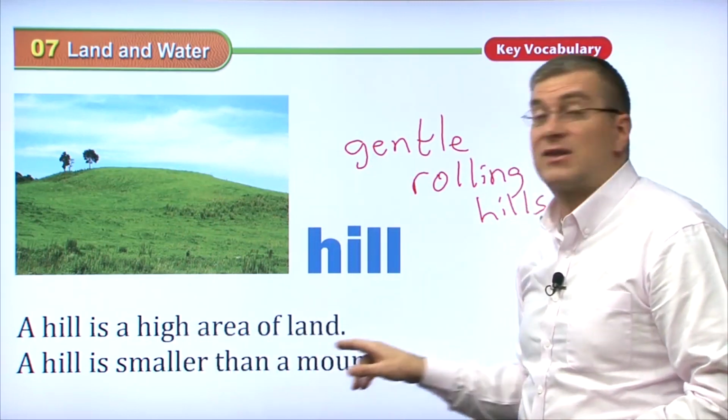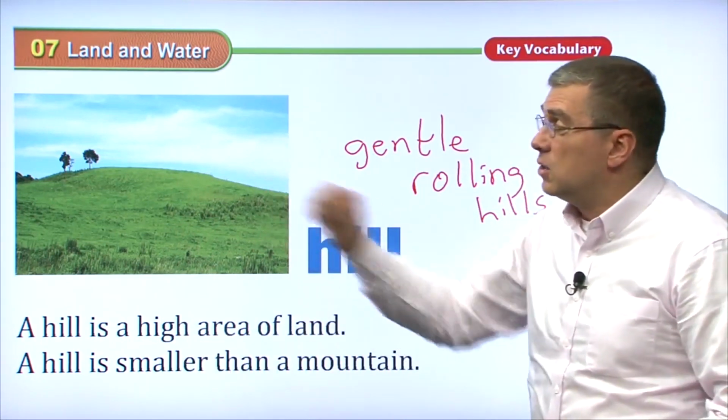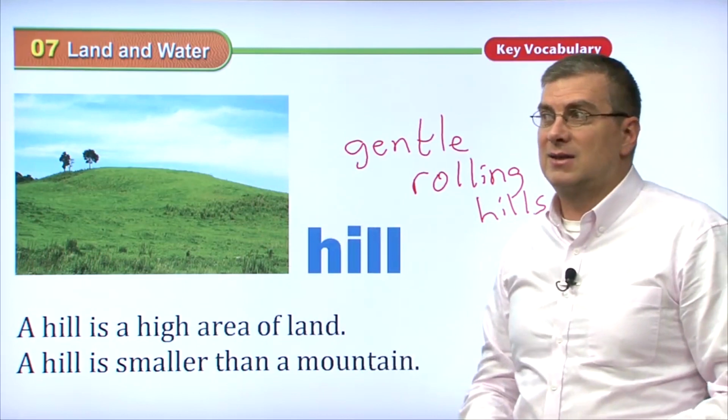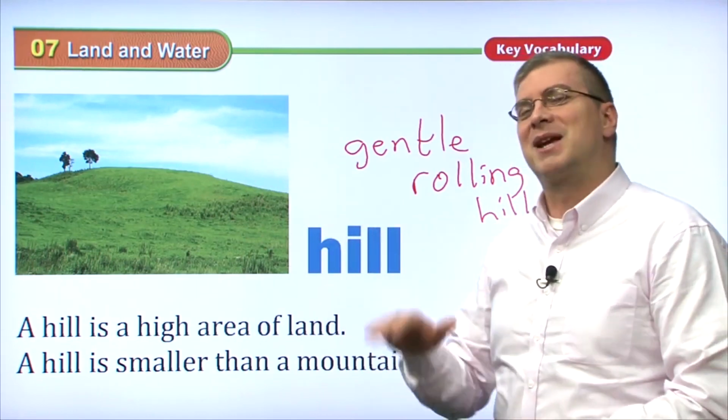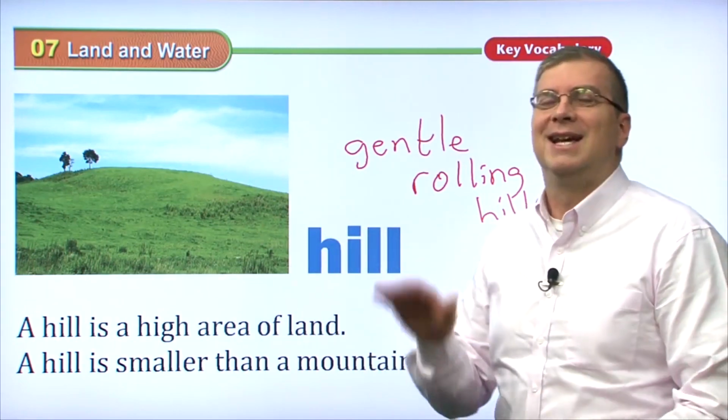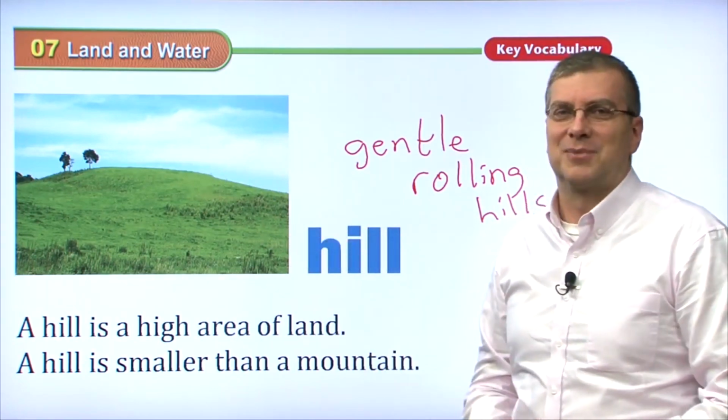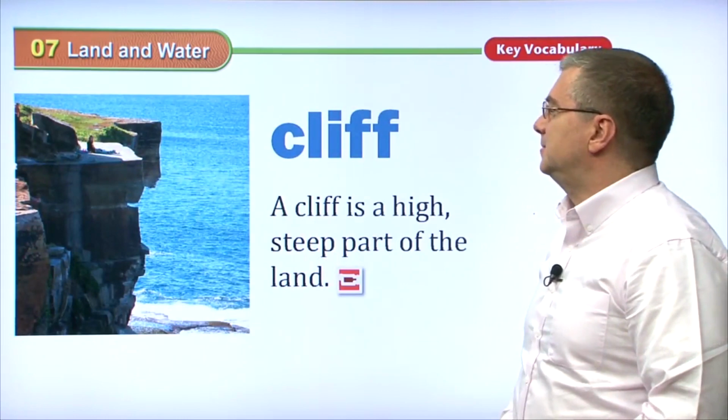A hill is a higher area of land. A hill, of course, is smaller than a mountain, right? If you look at something and say, wow, that's a mountain, somebody might say, you call that a mountain? That's a hill, right? Because they don't think it's very high, right? It's not that high, so it's a hill, okay?